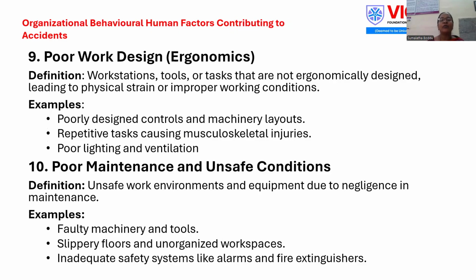Coming to the definition, poor work design means poor ergonomics, which refers to improper workplace or equipment design that causes physical discomfort or strain. Means workstations, tools or tasks that are not ergonomically designed, leading to physical strain or improper working conditions. What are the examples of this one? Poor seating arrangements, repetitive motions, inadequate lighting, poor ventilation, improper machine layout. These are the examples for poor work design.